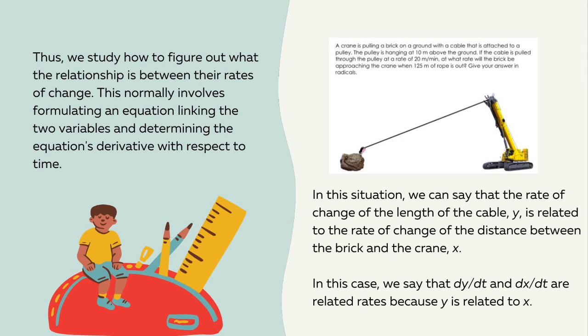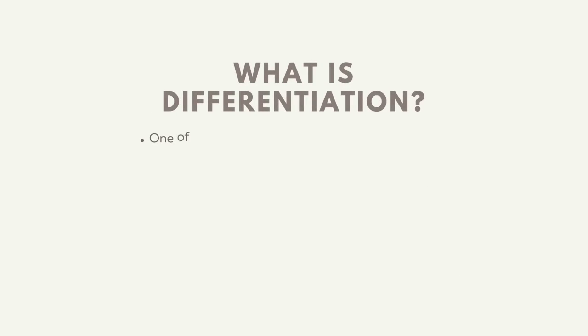Thus, we study how to figure out what the relationship is between their rates of change. This normally involves formulating an equation linking the two variables and determining the equation's derivative with respect to time. In this situation, we can say that the rate of change of the length of the cable, y, is related to the rate of change of the distance between the brick and the crane, x. In this case, we can say that dy over dt and dx over dt are related rates because y is related to x. So what is differentiation?